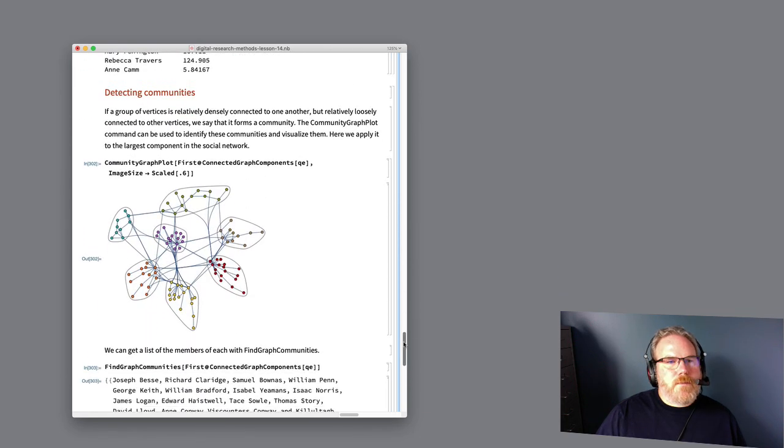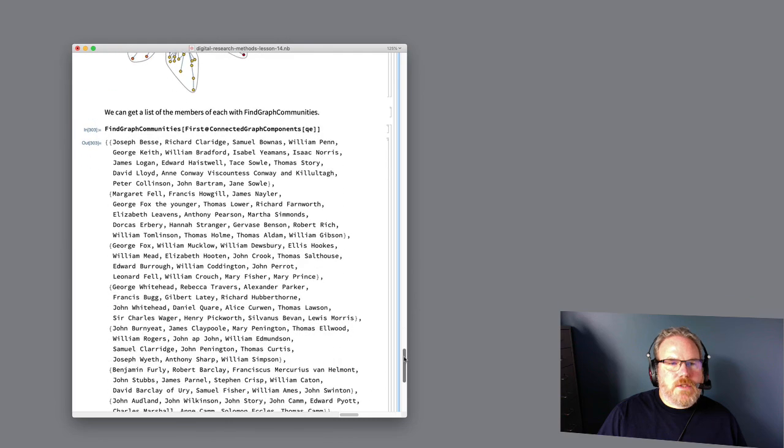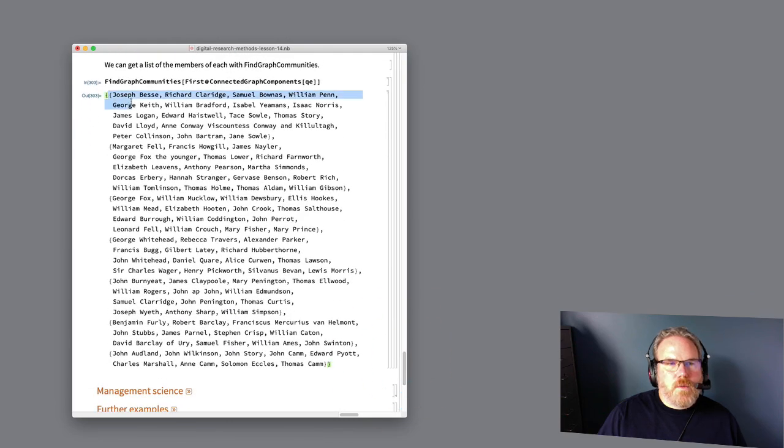Now, if a group of people, in this case vertices in general, are densely connected to one another but relatively loosely connected to other vertices, then we're going to call that a community. And the command community graph plot shows us, if we take that large connected component, that it actually is broken down into 7 communities in this case, not components. And we can use the find graph communities command to see what each of those communities is.